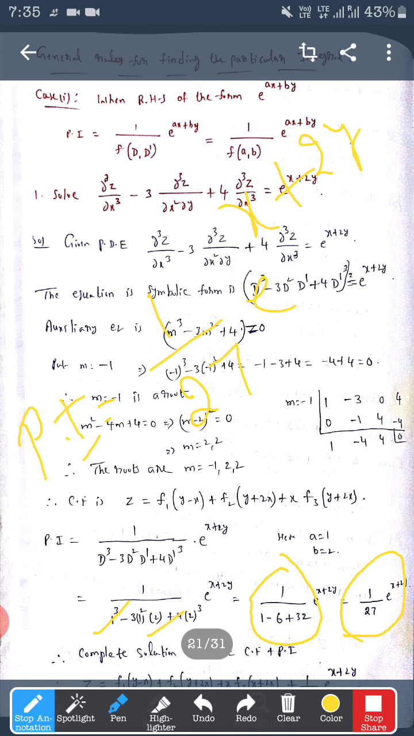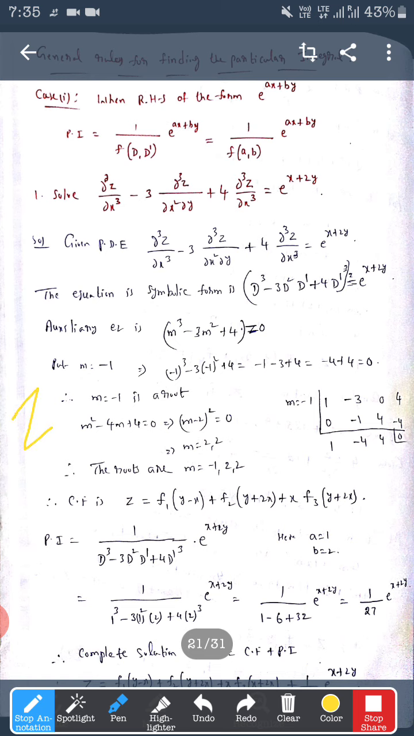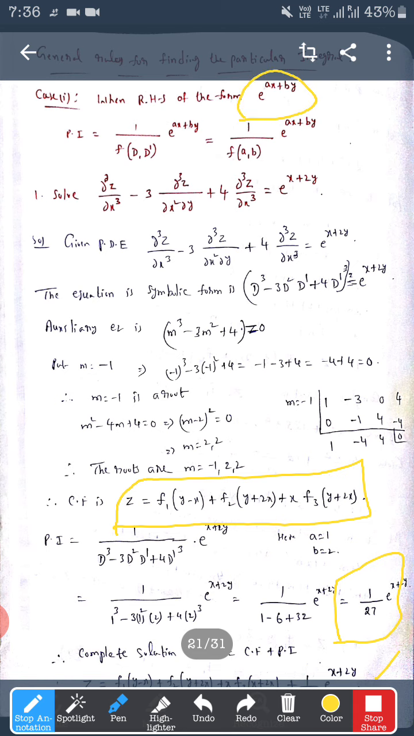Therefore, the complete solution Z is equal to CF plus PI. CF is this one, and PI is 1 by 27 into e power of x plus 2y. Combining these two gives the complete solution. So this is the procedure for solving whenever the right hand side term is e power of ax plus by.